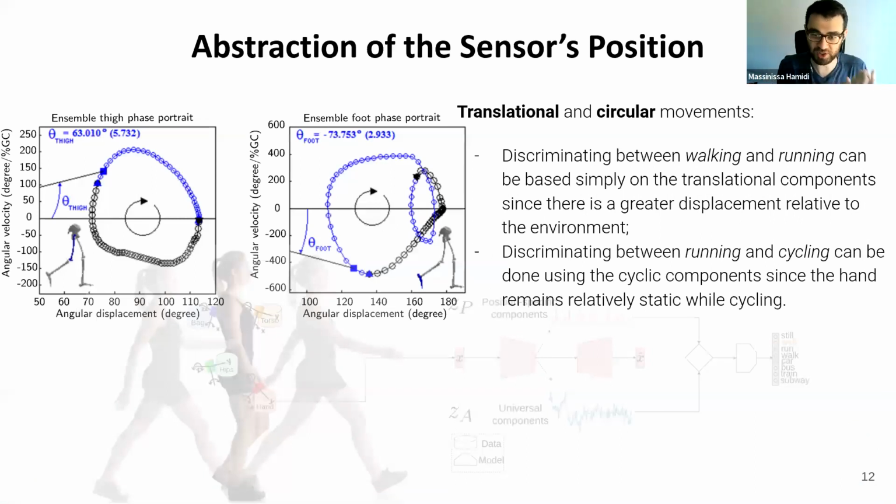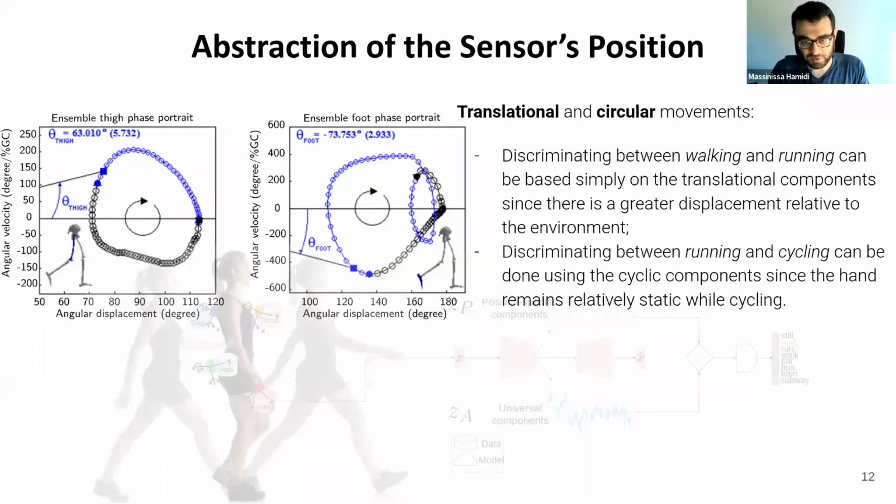So we have two types of data. One captures the motion relative to the whole environment, so translational data, and the other type is cyclic and relative to the human body reference. So the cycle is performed relative to the body.